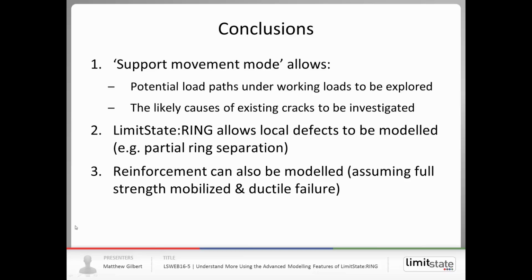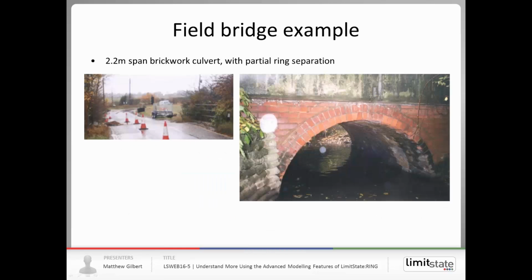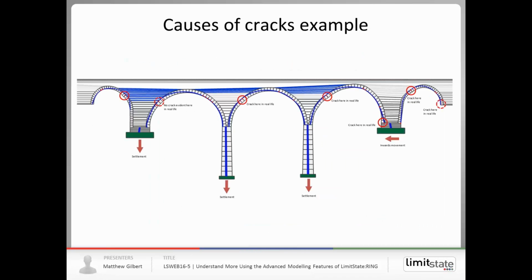Can you model different arch shapes? Well, probably the best example is the support movement example here, where maybe it's difficult to see, but the shape of the outer span was very badly distorted, and so what we did is we used a laser scan, and we used many points and entered those into the software and used an interpolated profile.